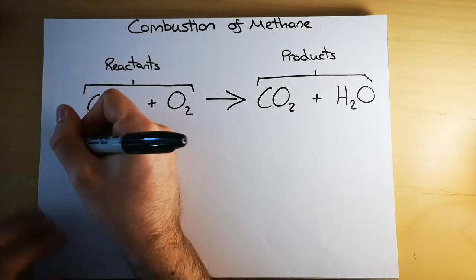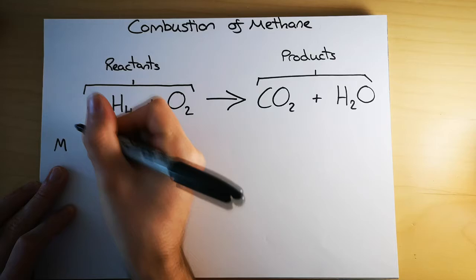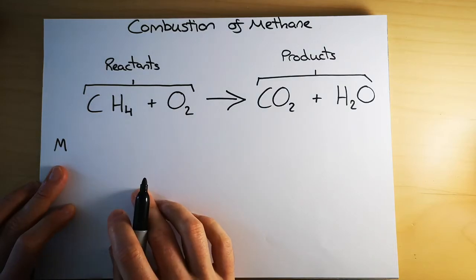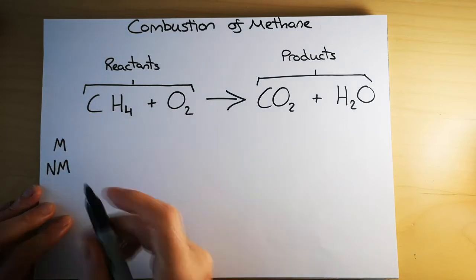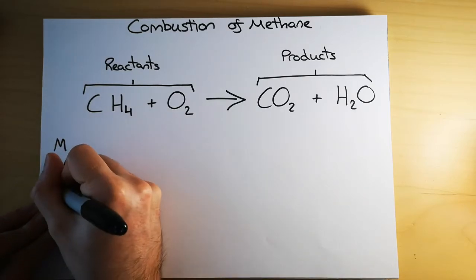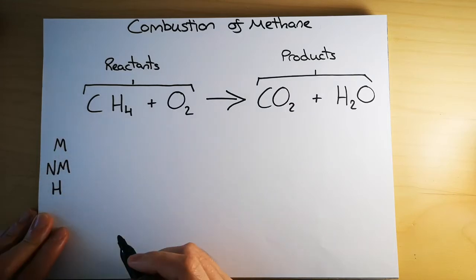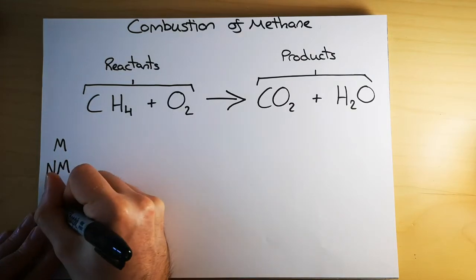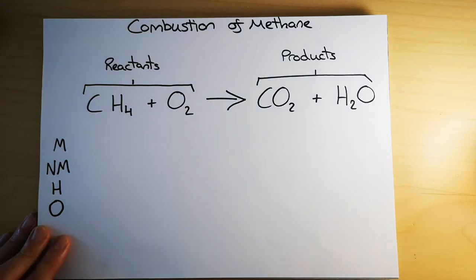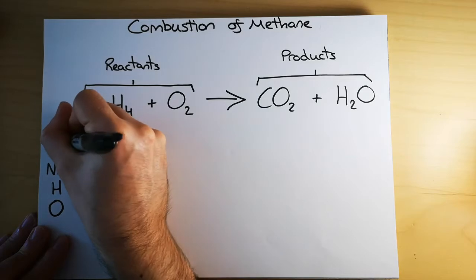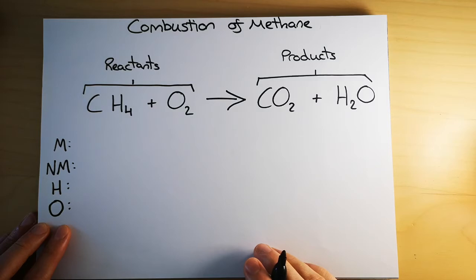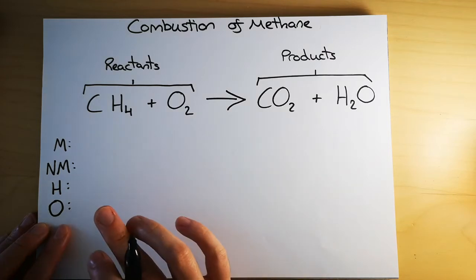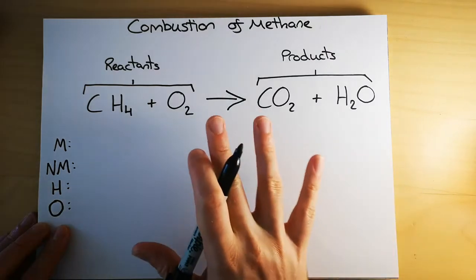The method I want you to use is you will order the metals first, then you will order the non-metals, then you will order the hydrogen. The last thing that you balance is oxygen. So that's the order of thinking about balancing things: metals, non-metals, hydrogen, and oxygen. And I'm going to use that method to do this one.